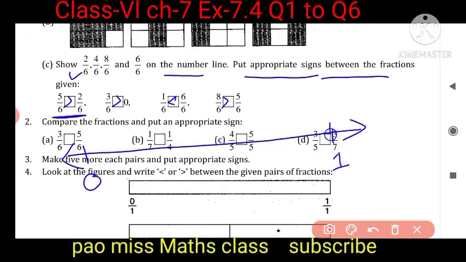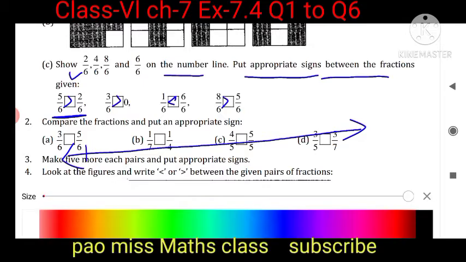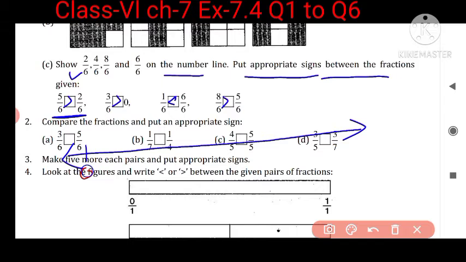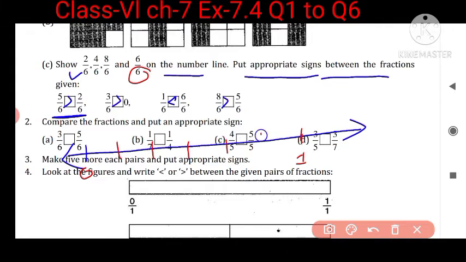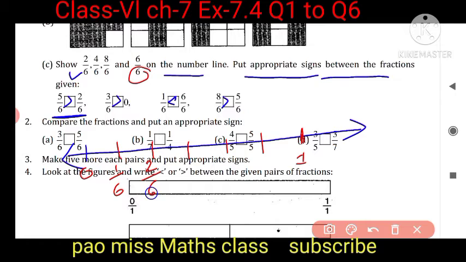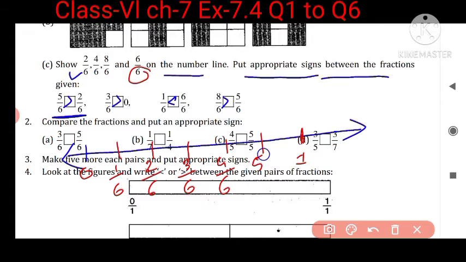Yes, between 0 and 1. Now what is the fraction here? Fraction is 6. That means we have to divide this into 6 parts. 1 2 3 4 5. Now here 6 parts, isn't it? So first one will be 1 upon 6, and second one will be 2 upon 6, third one will be 3 upon 6, fourth one will be 4 upon 6, now 5 upon 6, then here 6 upon 6.